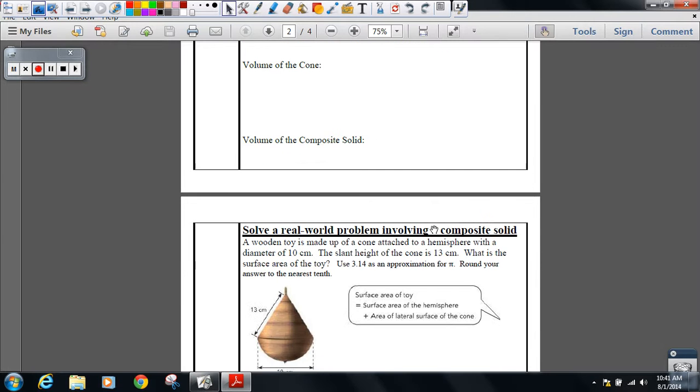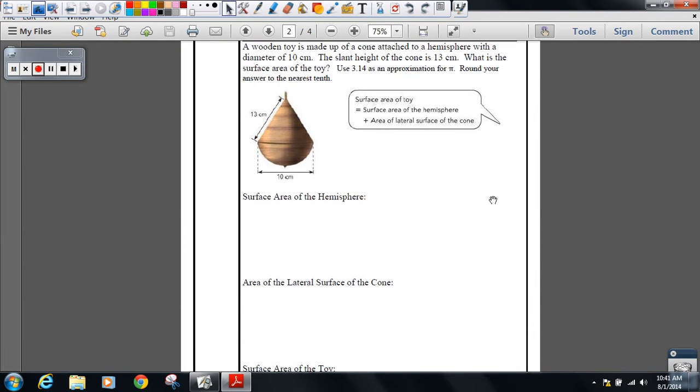Our next one is made up of a hemisphere this time, which is the bottom part, and then a cone again. And it says the cone is attached to the hemisphere with the diameter of 10 centimeters. The slant height of the cone is 13. What is the surface area of the toy? So this time we're finding surface area instead of volume. It says use 3.14 again, but this time we're rounding to the nearest tenth, so you have to be careful on the directions.